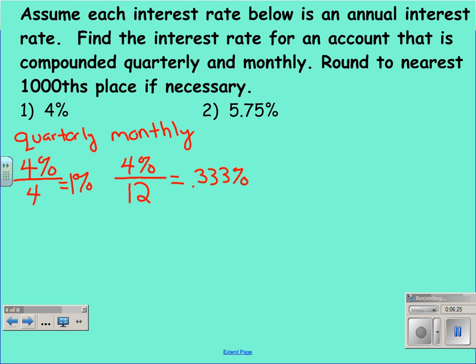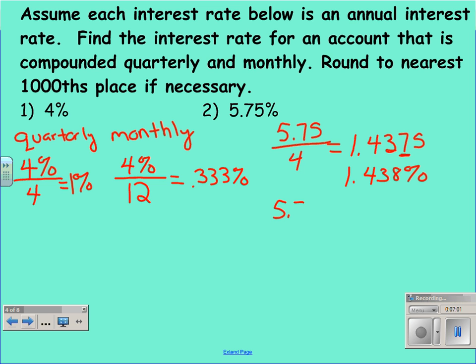All right, let's do the same thing here with 5.75. So if we're going to compound that quarterly, 5.75 divided by 4 is going to give us 1.4375. We want to round to the nearest thousandths place because that's what our directions say to do. So our answer then is 1.438%. Why don't you pause the video and you can calculate the interest on 5.75% if it was compounded by month.